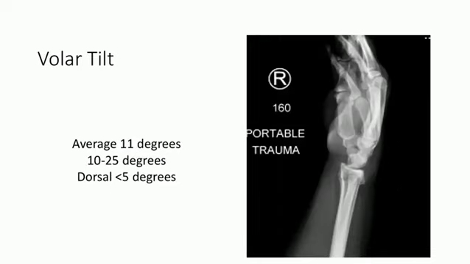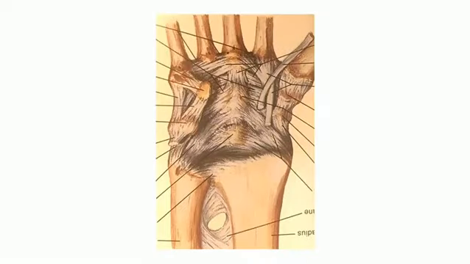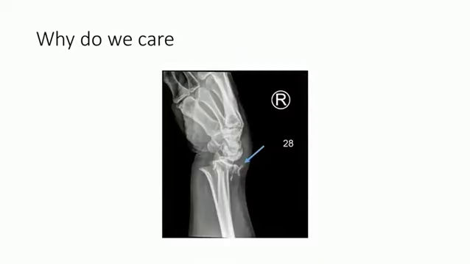On the lateral, we're typically looking at volar tilt. And our average is right around 11 degrees with a range of 10 to 25 degrees. And we can occasionally see dorsal tilt, but usually less than 5 degrees. And again, we draw out our lines here and we take a measurement. I'm coming back to this image because it's important. I want you to walk away from here understanding that it's not just the broken bones, it's the ligaments attached to it. And this is why. So why do we care about the ligaments and the small fragments?